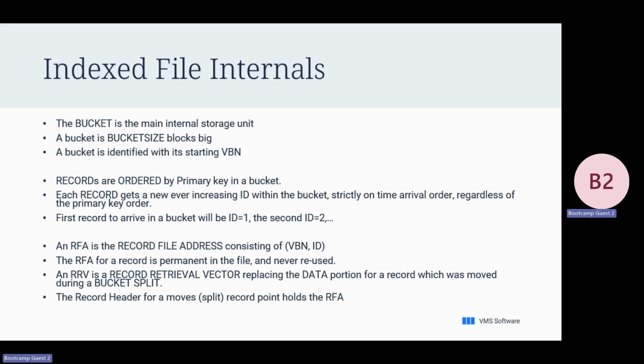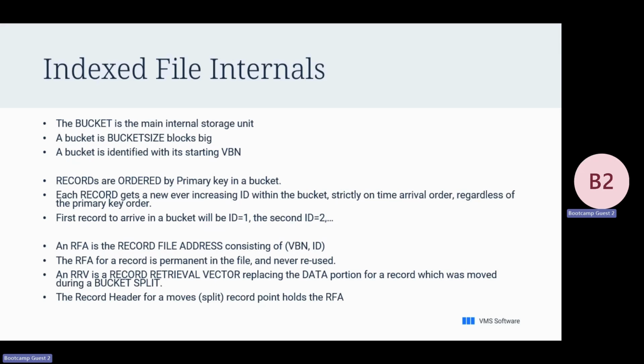Then the buckets are going to hold the records. The records are ordered by primary key within the bucket. That's how RMS is designed. Within the bucket, records will be ordered by primary key. And that's already leading to bucket splits and where you're going to split records eventually.